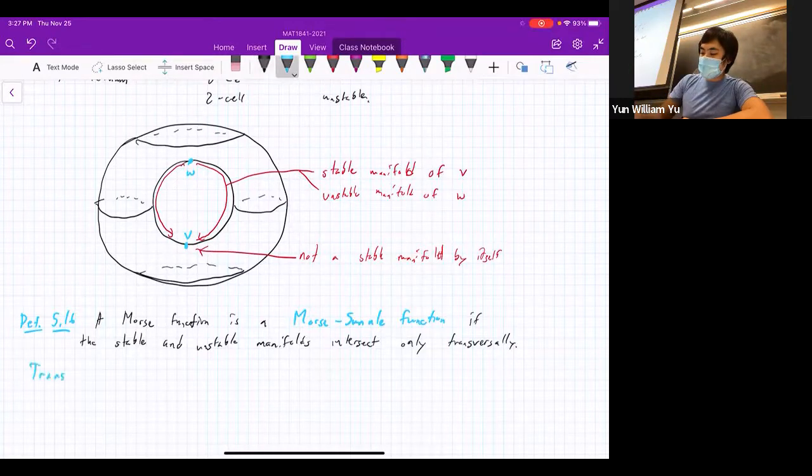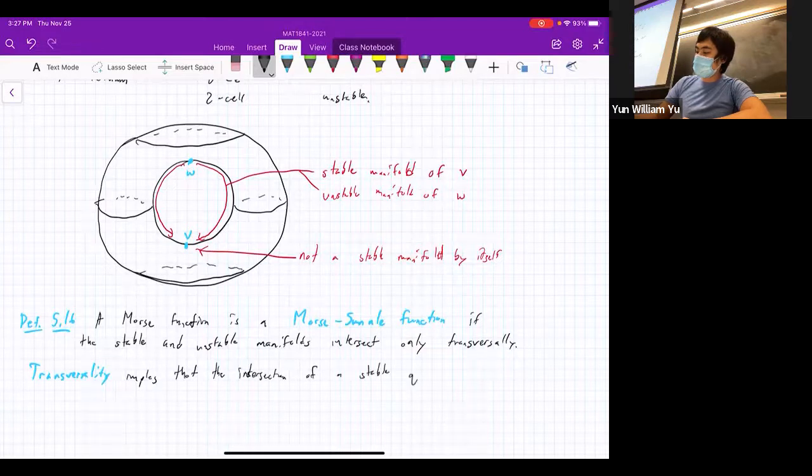So transversality implies that the intersection of a stable Q manifold. Sorry, my handwriting is really bad today. Tell me if you can't read it. I apologize. I don't know why it's so bad today. Usually not this bad, I don't think.